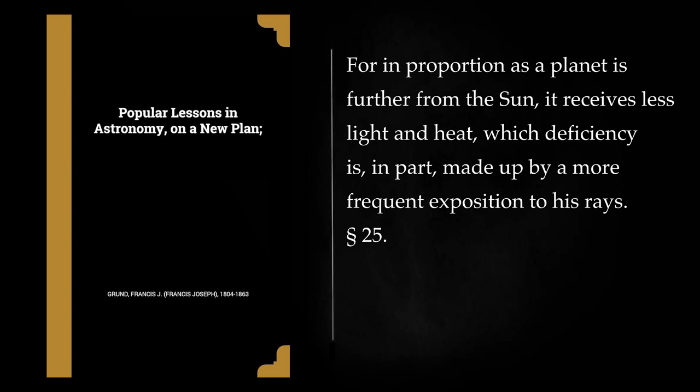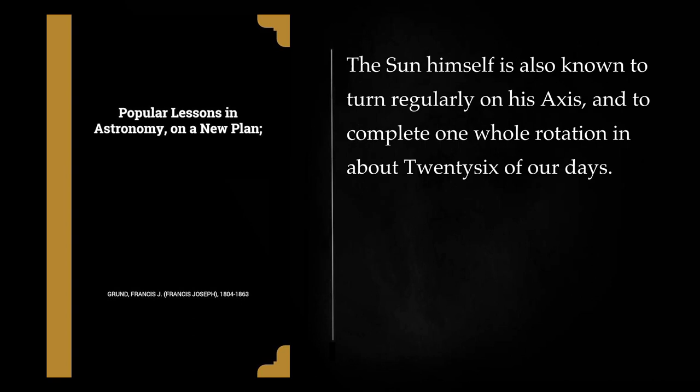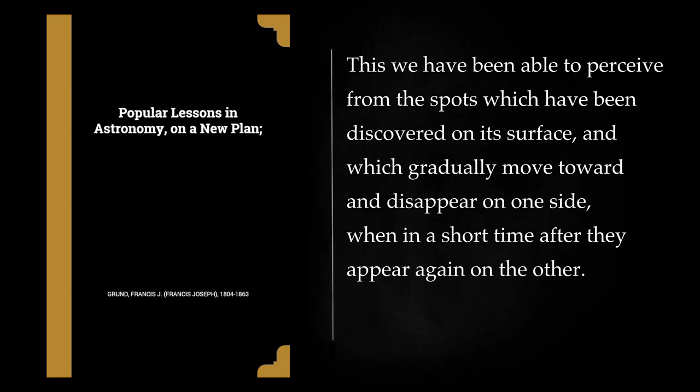Section 25. The Sun himself is also known to turn regularly on his axis, and to complete one whole rotation in about 26 of our days. This we have been able to perceive from the spots which have been discovered on its surface, and which gradually move toward and disappear on one side, when in a short time after they appear again on the other.